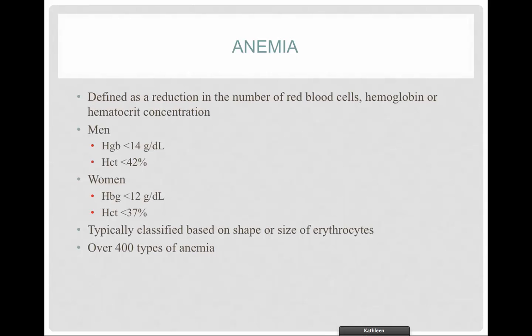Anemia is defined as a reduction in the number of red blood cells, hemoglobin, or hematocrit concentration. Here are the labs. A man's hemoglobin less than 14, hematocrit less than 42. A woman's hemoglobin less than 12 and hematocrit less than 37 is considered an anemia. This is typically classified based on the shape or the size of the erythrocytes. There are over 400 types of anemia, and anemia is not a disease, but rather a sign, a symptom of an underlying disorder.